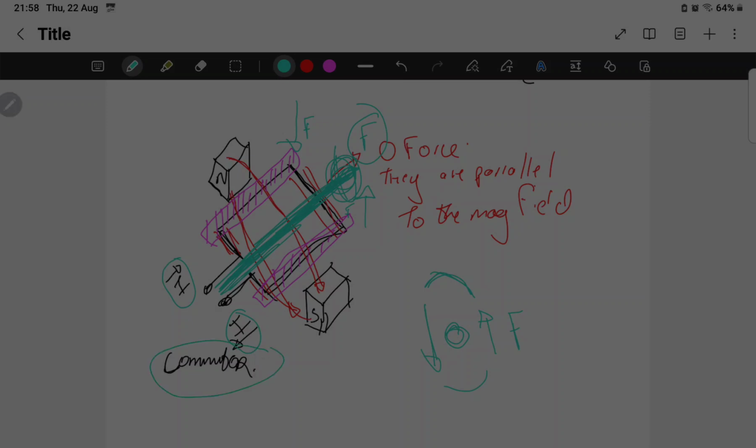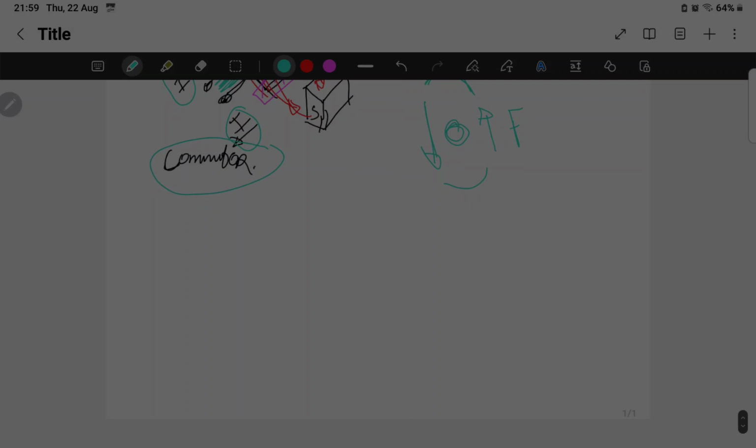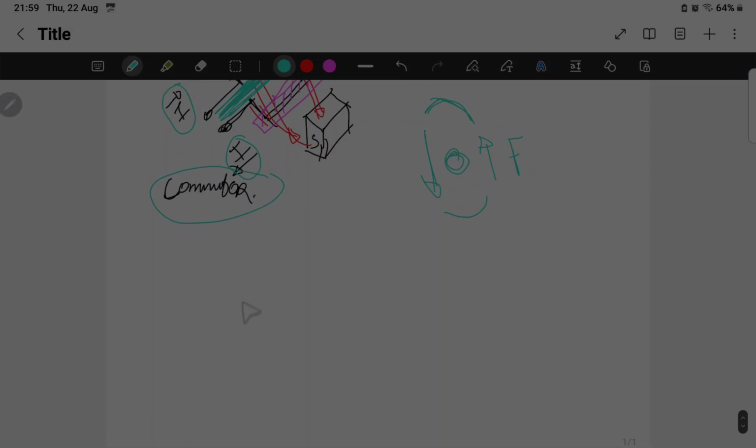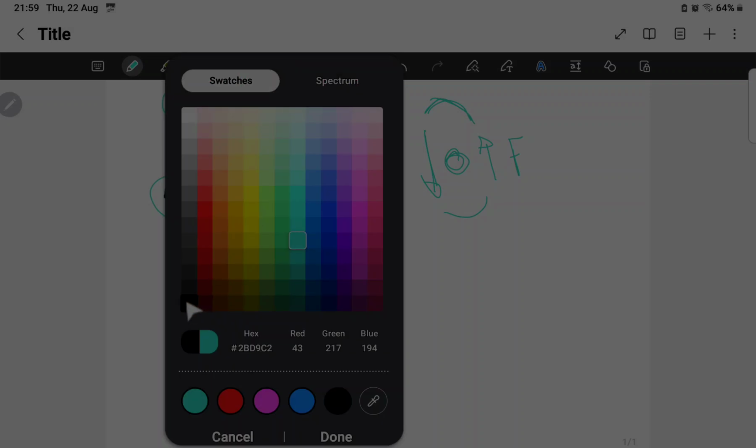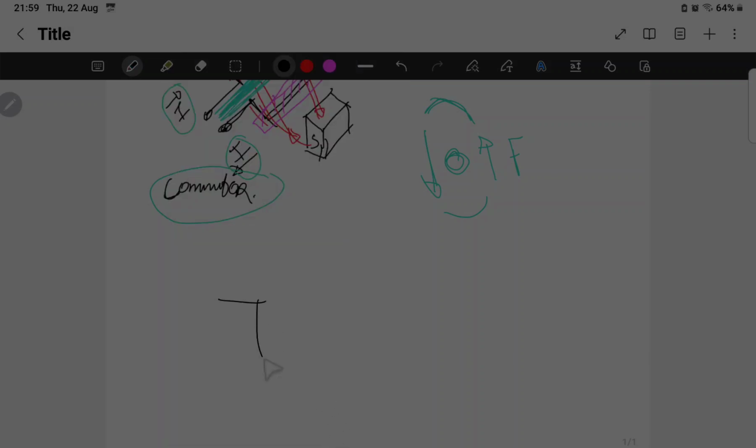Explaining the commutator. Sorry, wrong color. You have a north magnet and a south magnet, north and south pole, and your coil has rotated, and now it sits at this position.